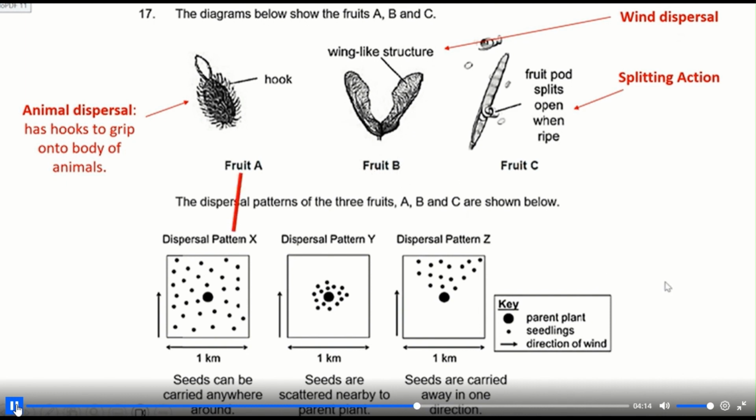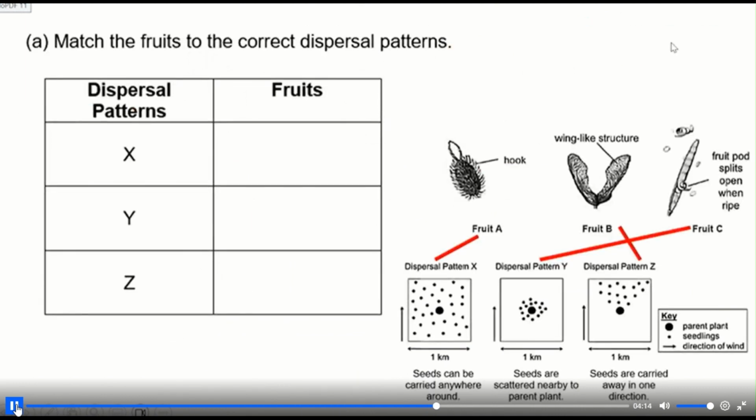So fruit A, dispersal pattern X; fruit B, dispersal pattern Z; fruit C, dispersal pattern Y. So part A, they want us to match the fruits to the correct dispersal method. So from here we see dispersal pattern X will be fruit A. Dispersal pattern Y will be fruit C. And dispersal pattern Z will be fruit B.